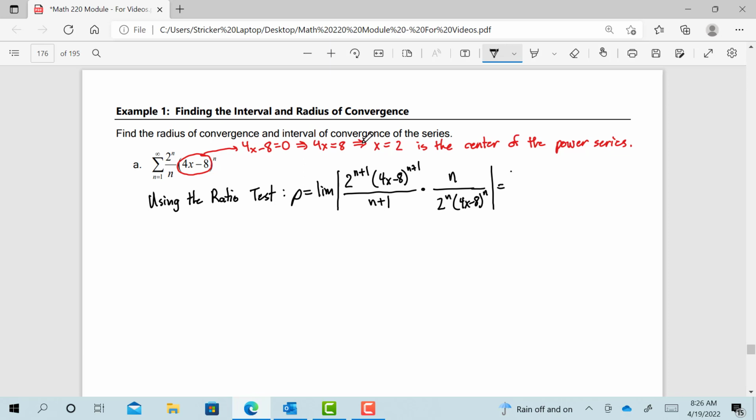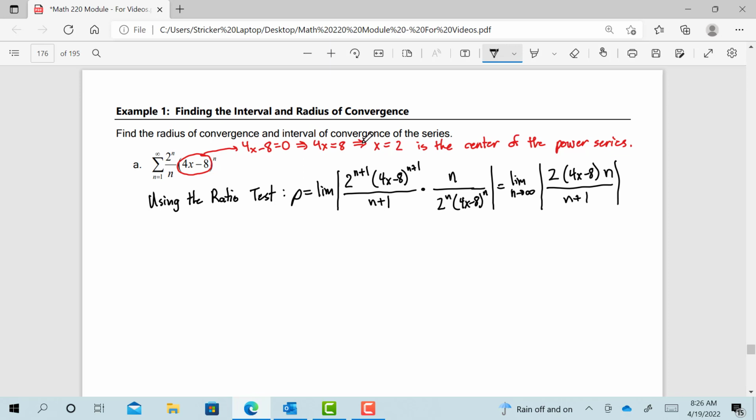When we do that, this is stuff we learned from last chapter. So we know that the 2 to the n plus 1 over 2 to the n is going to reduce to just 2. And the same thing with the 4x minus 8 to the n plus 1 over 4x minus 8 to the n. That's just going to leave a 4x minus 8 in the numerator. We also have that leftover n in the numerator, and then on the bottom we have n plus 1. All right, so we're making good progress.